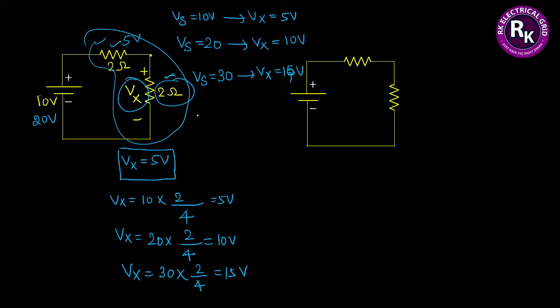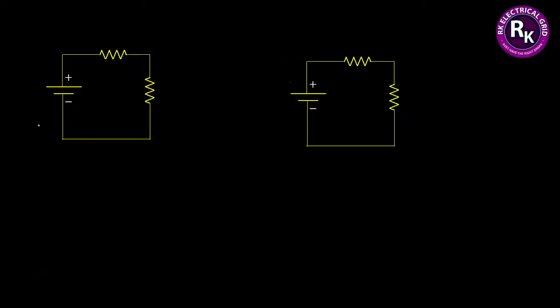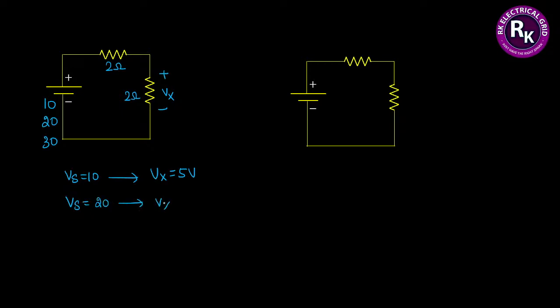Listen. Coming back to the conclusion of what we have understood here, let me remove all these things. Both are 2 ohm resistors, and I would like to know the voltage drop across this resistor. When the supply voltage is 10, the corresponding voltage drop across the 2 ohm resistor becomes 5 volts. When I give a supply voltage of 20, the corresponding voltage drop across the 2 ohm resistor becomes 10 volts.